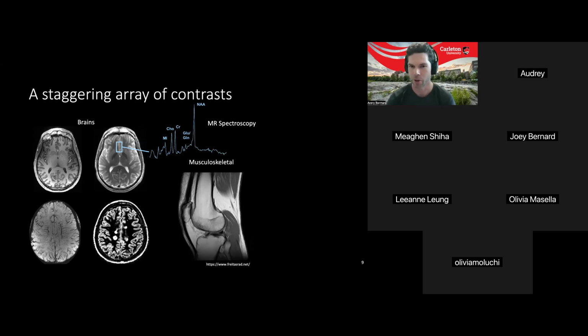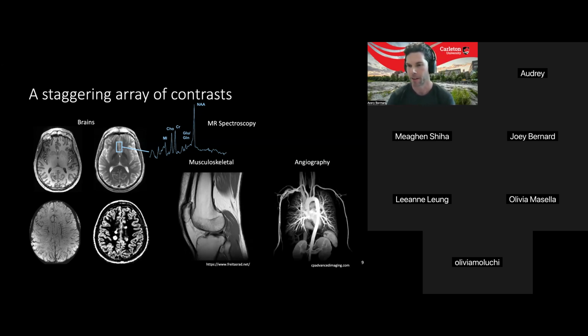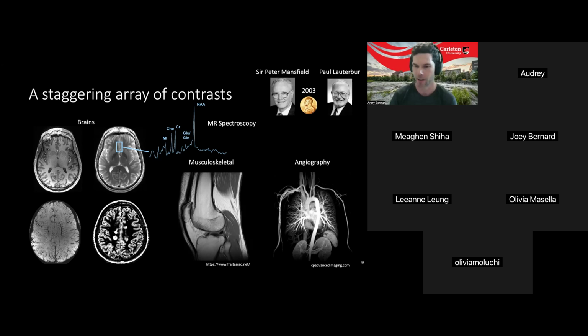And I know I'm biased, I do brain imaging, but MRI is also invaluable in musculoskeletal imaging. So here's an example of a knee image where we're able to see potential damage to tendons and cartilage and the bone as well. Also invaluable in cardiac imaging and angiography, highlighting the vasculature throughout the body here. And for these contributions to medicine, the early inventors and developers of MRI, Sir Peter Mansfield and Paul Lauterbur, were awarded the Nobel Prize, but not for physics, actually for medicine or physiology, back in 2003.